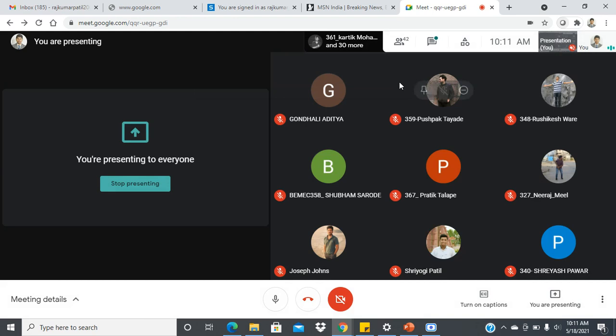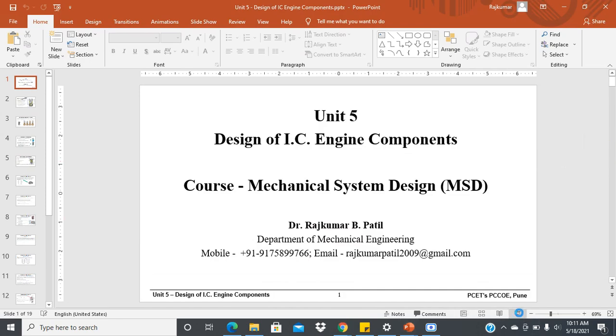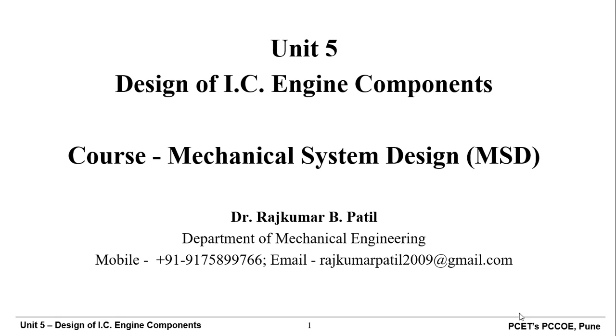So now we will start our lecture. As I started yesterday, and I was told that unit number 1 to 4 and 6 have completed, we need to start with unit number 5, that is design of IC engine components.